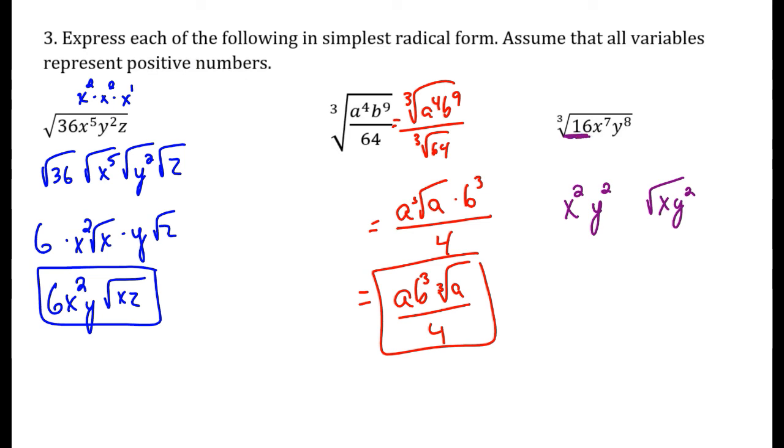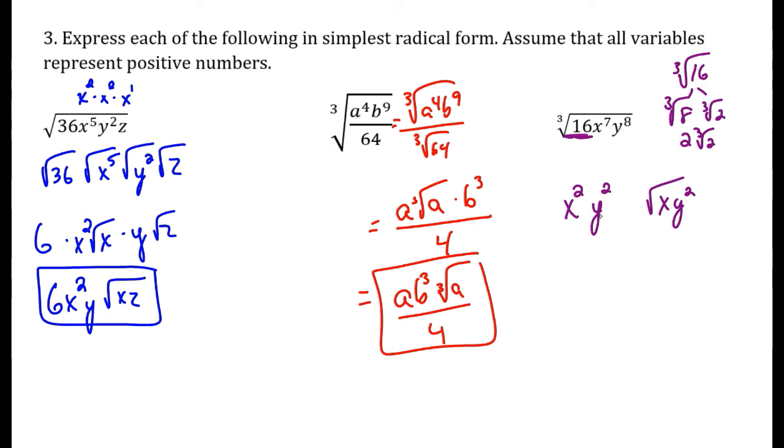So how do I deal with this radical 16 here? Not just the square root of 16, the cube root of 16. What's the biggest perfect cube that goes into 16? Think of your perfect cubes, 1, 8, 27. It's got to be 8. The cube root of 8 times the cube root of 2. So 2 cube roots of 2.